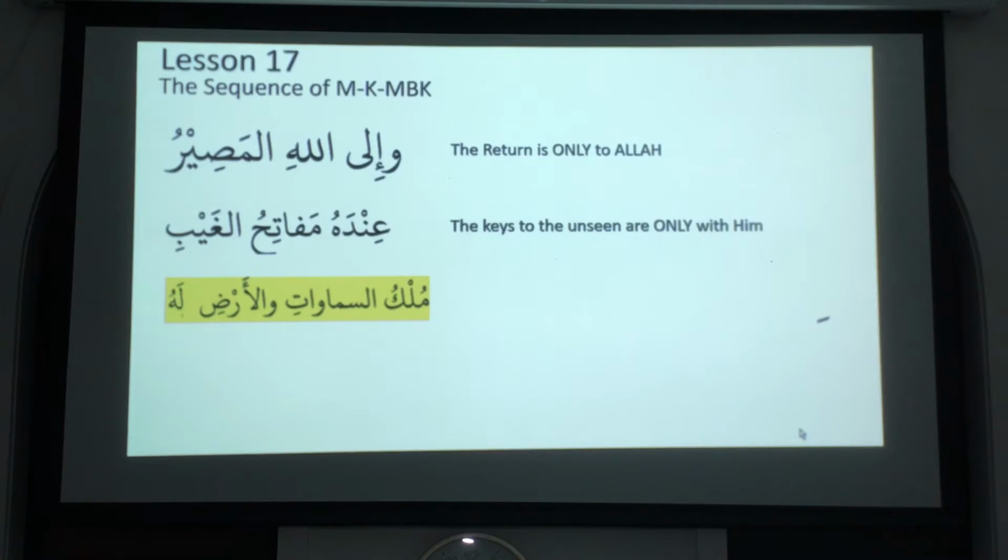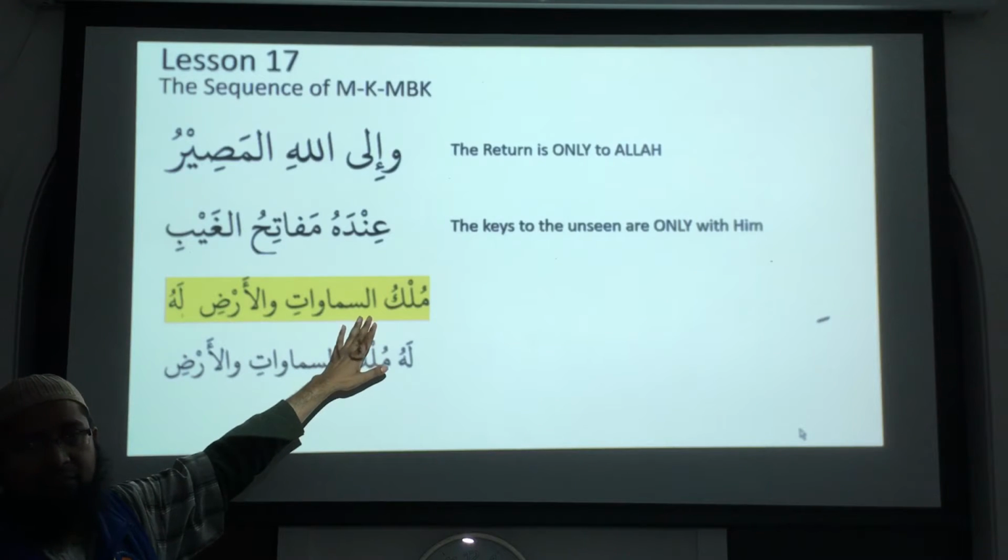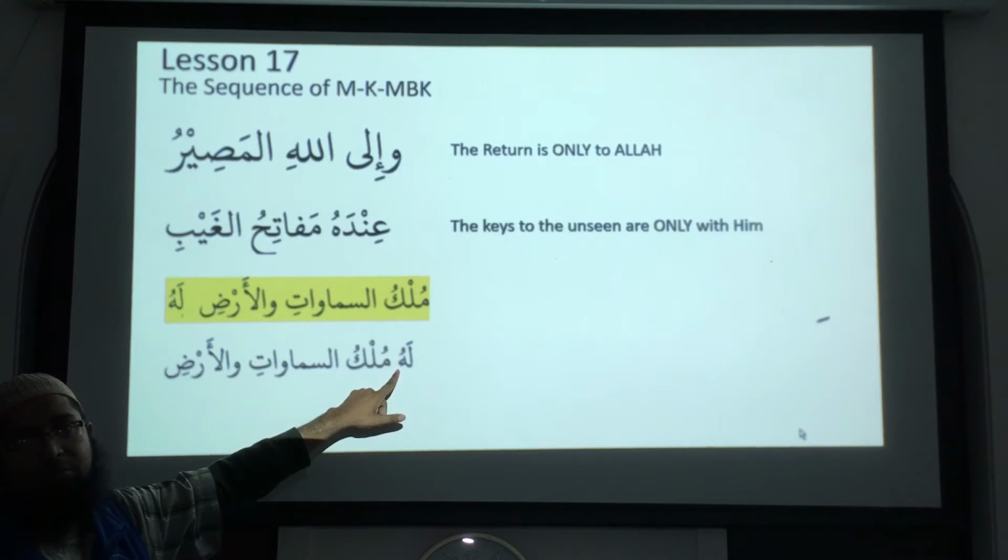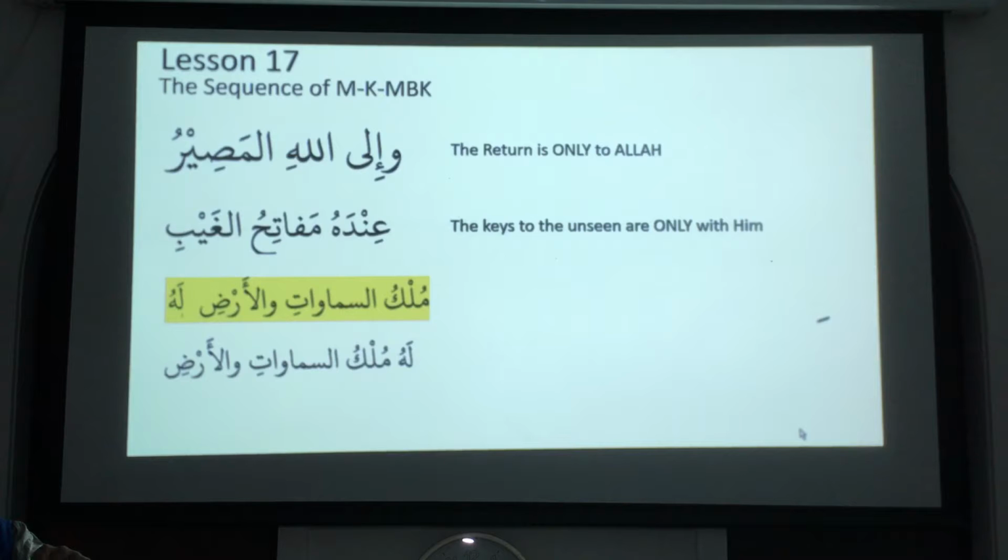What did Allah say? Lahu mulkus samawati wal ard. Didn't Allah say that way? That means what? Now the sequence changed. The lahu comes in the beginning. Right? So now the translation will be, it is only Allah, or it is only for Allah, only for him, the kingdom of heavens and sky belongs to him. See how the meaning changed now? That's what Allah said, Lahu mulkus samawati wal ard. Not mulkus samawati. Like this. For him only.